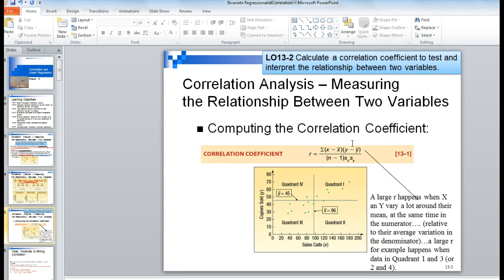So Minitab will calculate the correlation coefficient. The correlation coefficient will be the sum of any individual observation x minus x bar, y minus y bar, and then we're going to add them up across all observations. So if x and y are both big and x and y are both small, maybe that would be a stronger relationship.